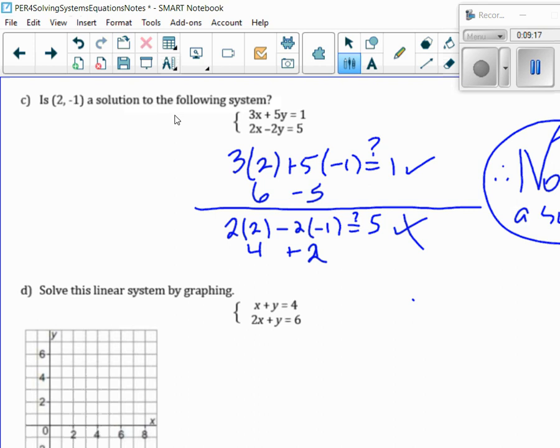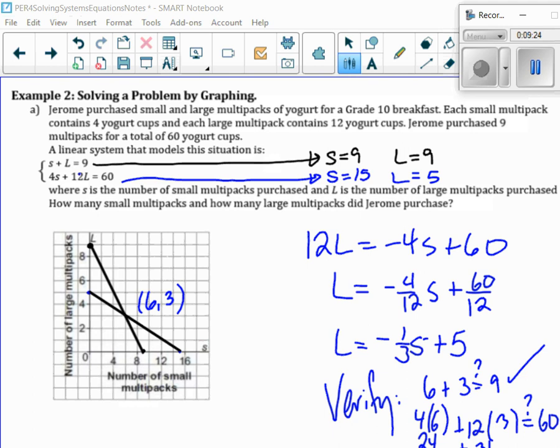Okay, so do you want to try graphing D on your own? Okay, I'll pause. Okay, so somewhere I didn't press play here. So I put the x-intercept for the second one is 15, the second one is 5, and I connected it on here, and my intersection was 6, 3, and I verified. So I guess you didn't get to see all my stuff, but there you go.